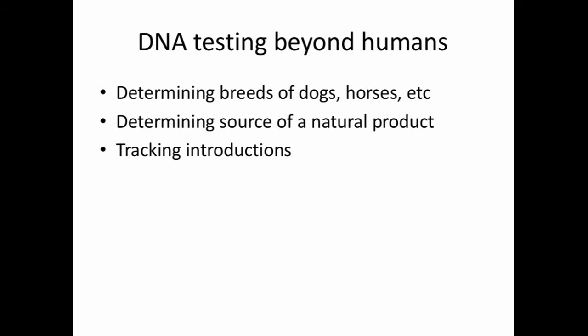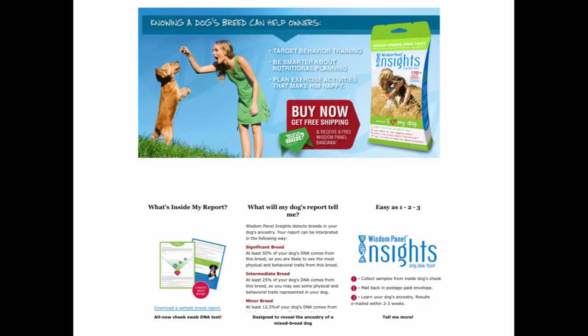Increasingly, we can do DNA testing beyond humans to figure out what kind of dog you have, or whether the meat in the freezer is a particular kind of horse. It can be used to track introductions, say a new invasive disease or a beetle. It can allow us to track them. So you can even go in and commercially have your dog genotyped to figure out what kind of dog it is.